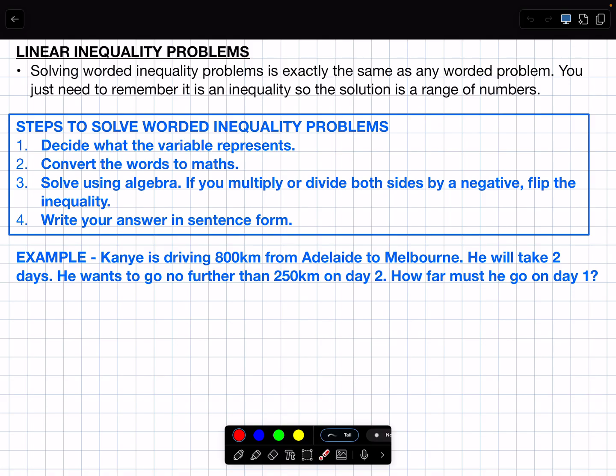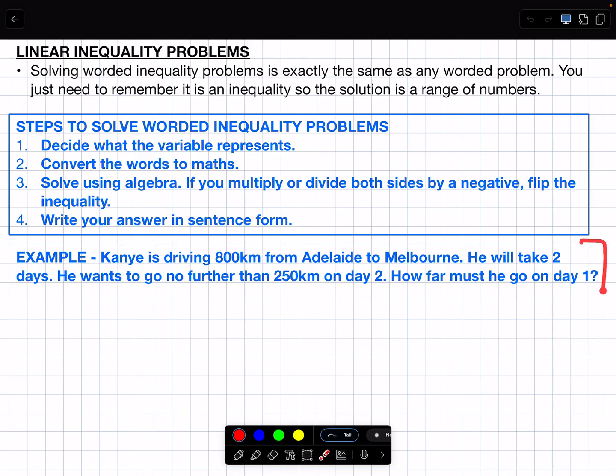Well done. So, steps to solve worded inequality problems: decide what the variable represents, convert it to maths, solve using algebra, and like you just said, if you multiply or divide both sides by a negative, flip the inequality. And step 4, write your answer in sentence form.